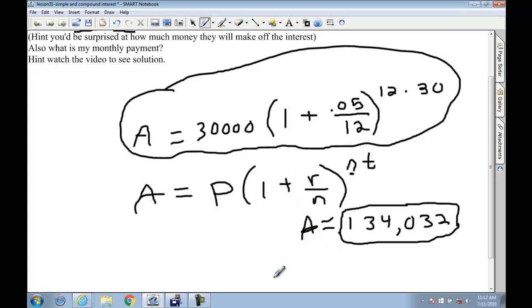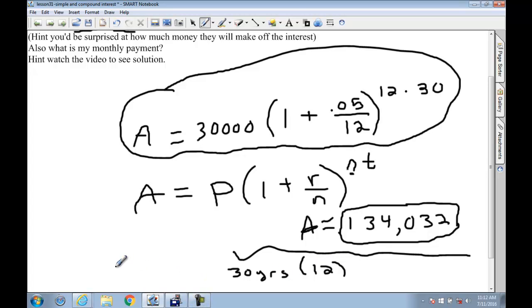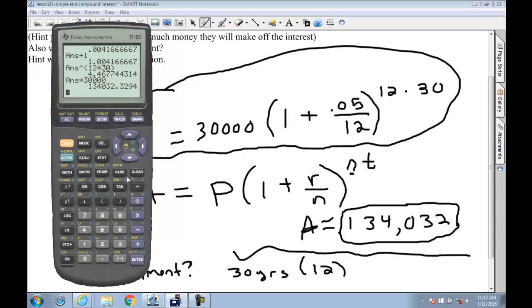But we still haven't answered the question of monthly payment. So let's just write this out. 30 years, and there's 12 months in a year, so let's take that times 12. I want to answer this question of what my payment is going to look like. So let's do some calculations here. 30 years times 12 months in a year. And then this is the total amount due on the loan.